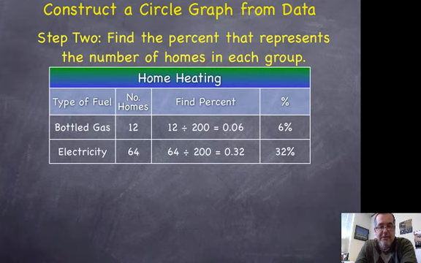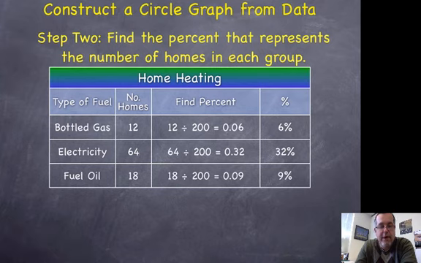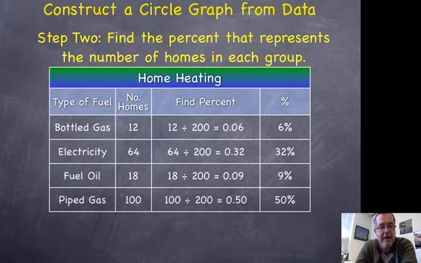64 for electricity divided by 200 total homes is equal to 32 hundredths, or 32%. Fuel oil with 18 homes divided by 200 homes altogether gives us 9 hundredths, or 9%. Piped gas with 100 homes, that's half of our homes altogether, because when you take 100 divided by 200 you get 0.5, so that's 50% of all the homes.